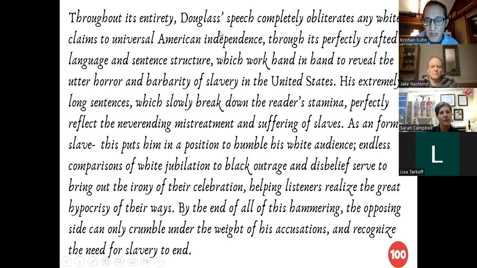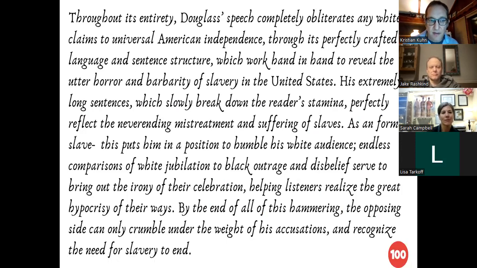So again, we're going to go 3 + 1: 3 sentences, construction of meaning, 1 sentence, authorial intent. So this is my student writing, okay? Throughout its entirety, Douglas's speech completely obliterates any white claims to universal American independence through its perfectly crafted language and sentence structure, which work hand in hand to reveal the utter horror and barbarity of slavery in the United States. His extremely long sentences, which slowly break down the reader's stamina, perfectly reflect the never-ending mistreatment and suffering of slaves.